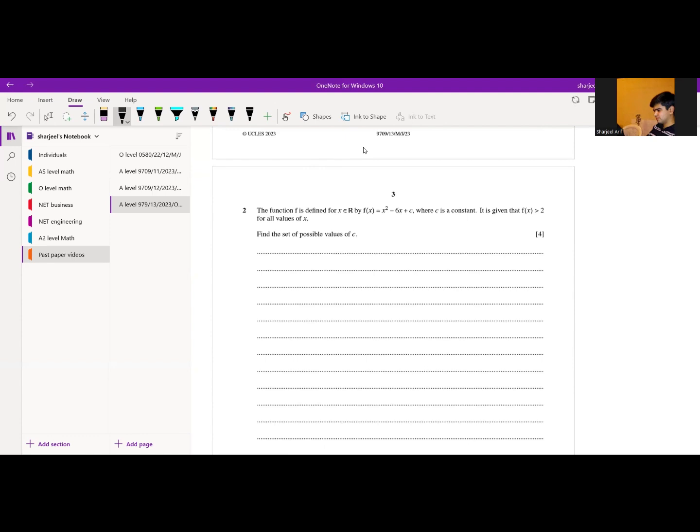For question number 2, we have the function defined for x, an element of the real numbers, by f(x) equals x squared minus 6x plus c, where c is a constant. It is given that f(x) is greater than 2. So if f(x) is greater than 2, this equation will become x squared minus 6x plus c is greater than 2. We will rearrange it to get this inequality. We will apply the discriminant method, b squared minus 4ac. This will be greater than 0 because we have roots within a given equation. So this will become (minus 6) squared minus 4 into 1 into (c minus 2).